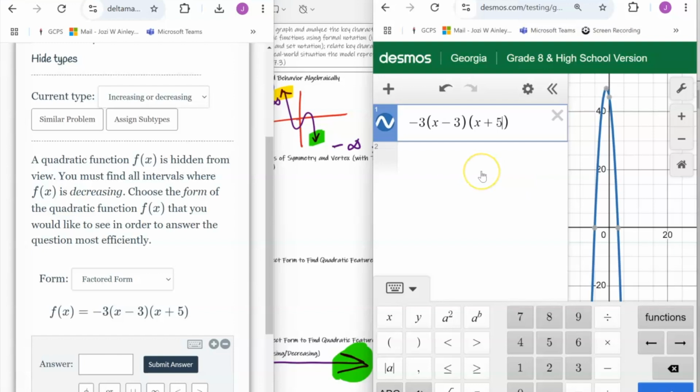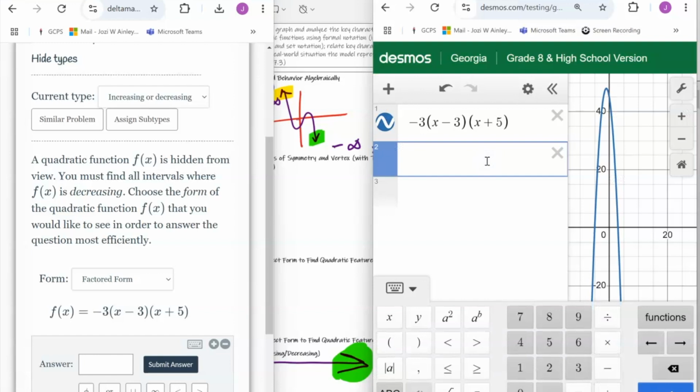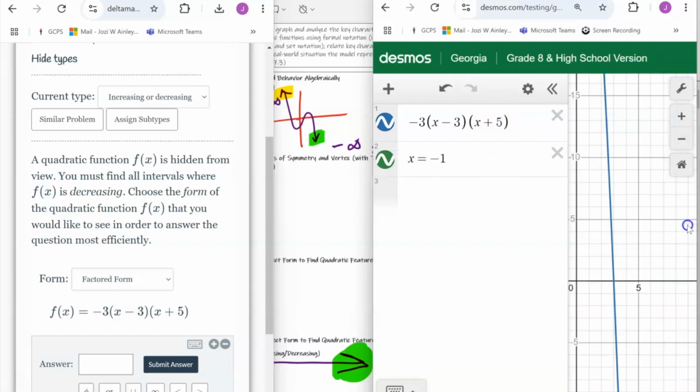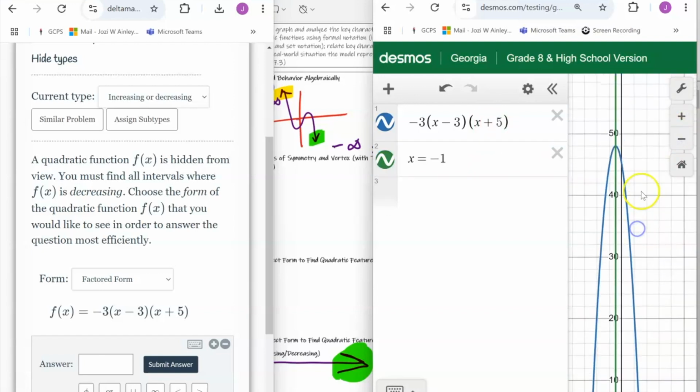Don't memorize it. The first thing you do is find the axis of symmetry. Boom, which is my vertex, right? So x equals what number? Negative 1. I'm going to write that down: x equals negative 1. There's my axis of symmetry. Boom, it has split that thing in half for me really, really well. Now I just need to see which part is increasing and decreasing.